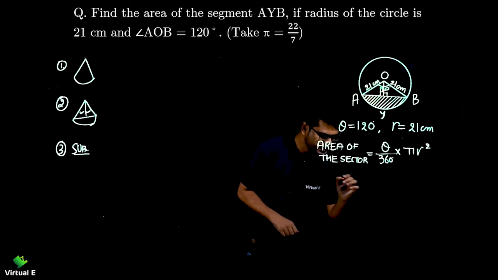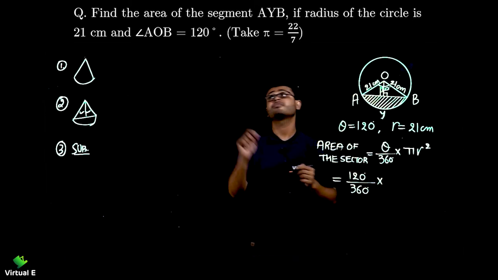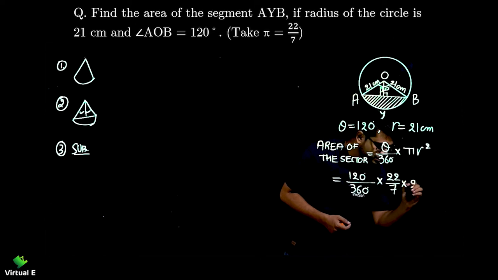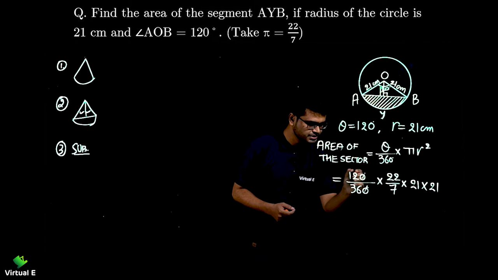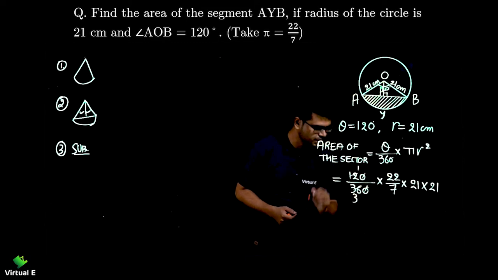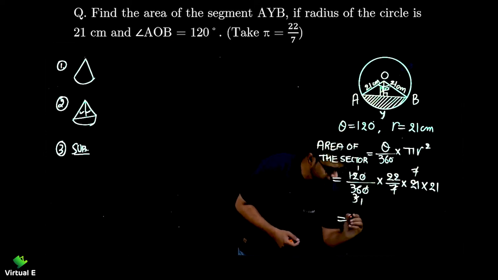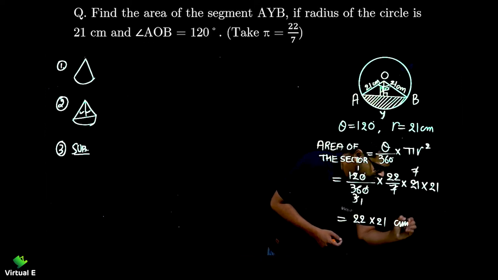Done? Now the value of theta, we know that is 120 degree over 360 degree multiplied by pi. If nothing is given, take 22 by 7. So 22 by 7 r square, which is 21 multiplied by 21. Done? Zero zero cancel, 12 ones are 12, threes are, then 3 ones are 7s are, 7 7 cancel. So what's left? 22 multiplied by 21 and I can write centimeter square.